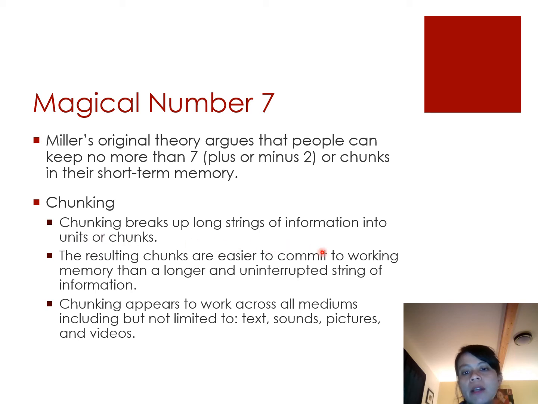Chunking breaks up long strings of information into units or chunks. So if you have 12, don't present it as 12. Try and group them into 4 or 2, and then from there you can have further groups. The resulting chunks are easier to commit to working memory than a larger, uninterrupted string of information. Chunking appears to work across all mediums like text, sounds, pictures, and videos.